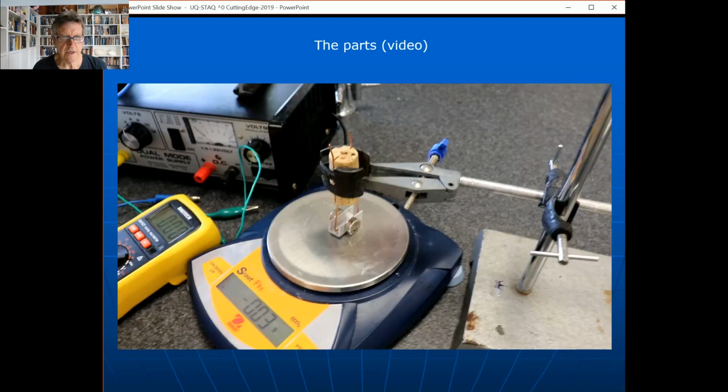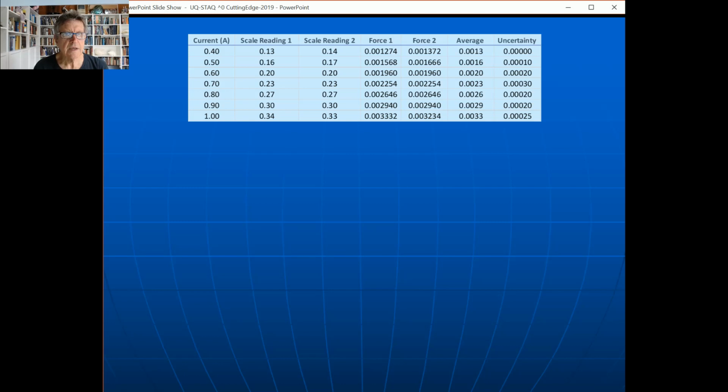Okay, I've shown that, and that was the close-up. And here's some of the data. What you'll notice is here's the current in amps, there's the scale reading in grams, and the second scale reading. So I've done duplicates here. This was just for the purpose of the talk, getting some data. I've converted those to forces in newtons by dividing by 1,000 and multiplying by 9.8. Got the average force, and there's the uncertainty, which is just max minus min on 2.